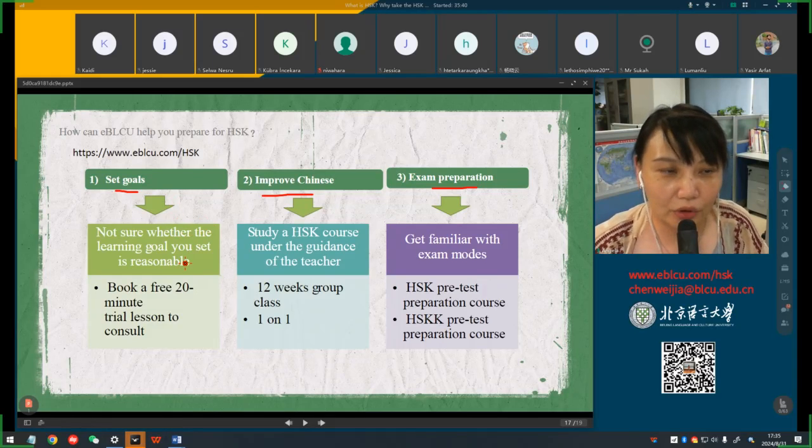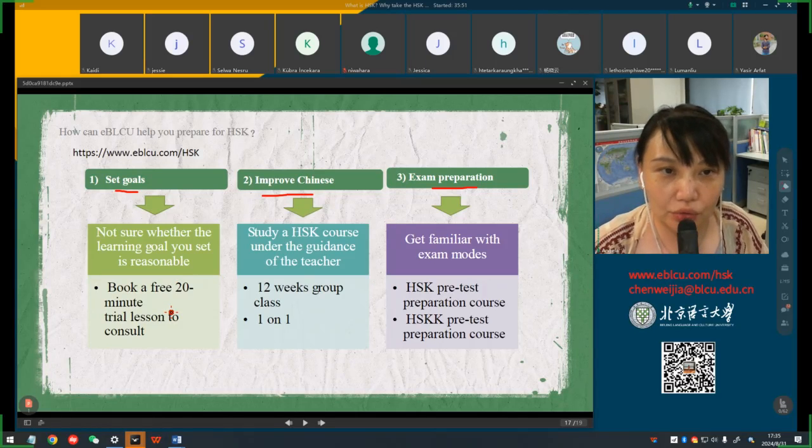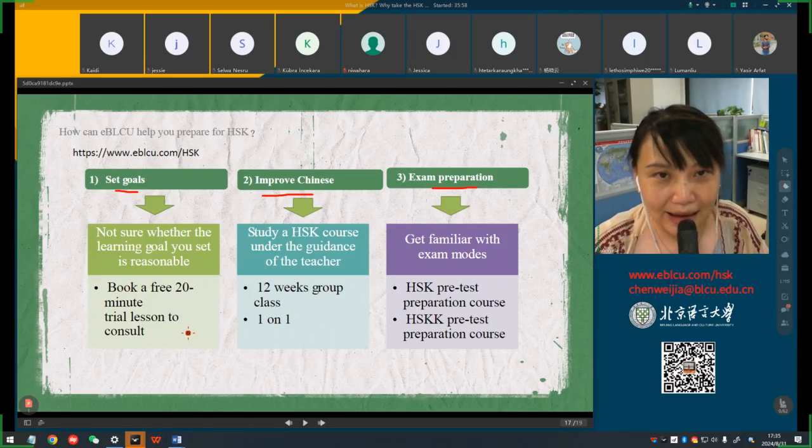Of course, you need to do this by yourself. I cannot help you set up a goal for learning Chinese. But what I can do, or what we can do for you, is to help you get an idea of whether the goal you set is reasonable, or whether it is possible to reach your goal after a certain time of learning.